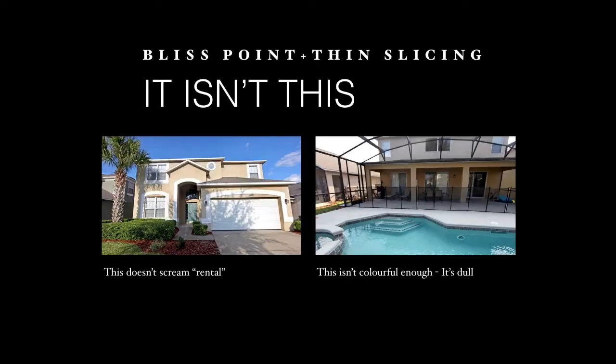And the bliss point and thin slicing, it isn't this photo on the left that we saw in the initial sale or rent game. It doesn't scream rental. It's not a very effective VR photograph, and nor is the one on the right here, because it's just too dull. And neither of these photographs contain any bliss point. So once again, some homework is go through, look at your photographs and identify and look for these 3 things.